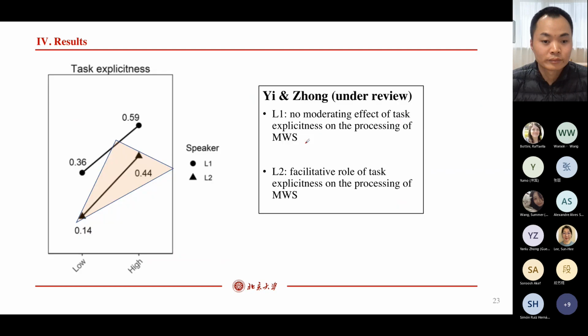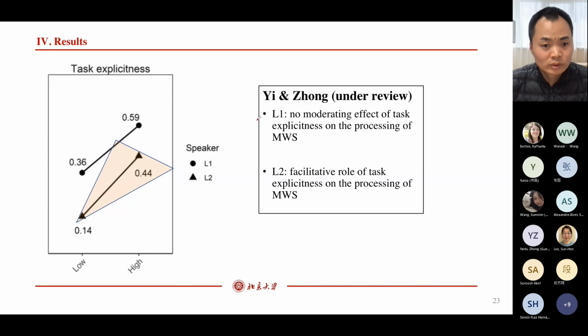And this also reminds me of my recent work. Recently, I carried out a meta-analysis on the topic of the processing advantage of multiword sequences during online tasks, which is carried out with the aid of my MA student, Yanlu Zhong, and is also under review.